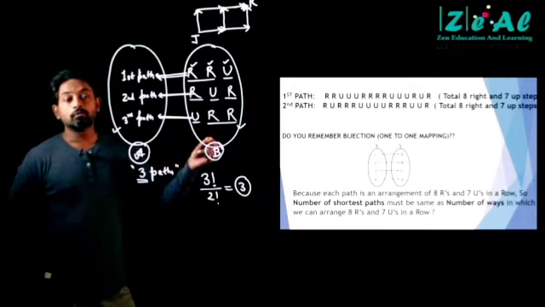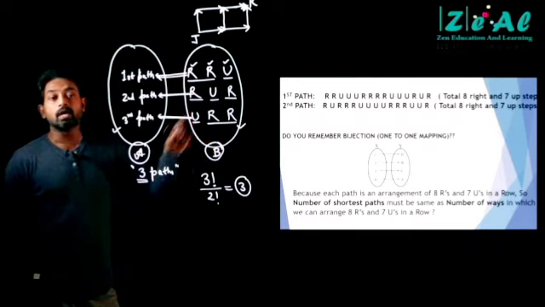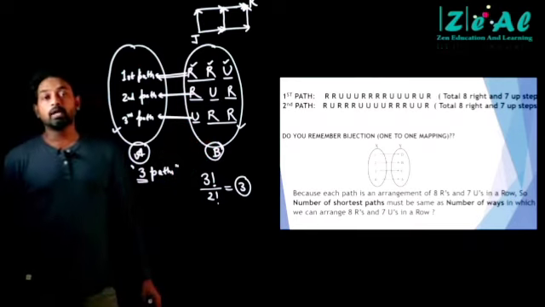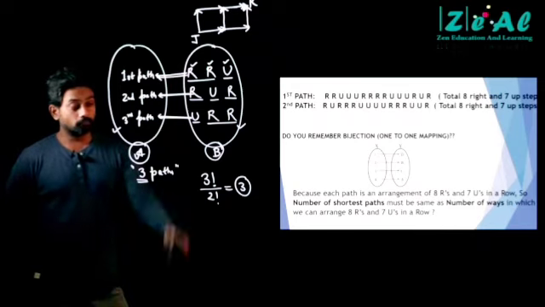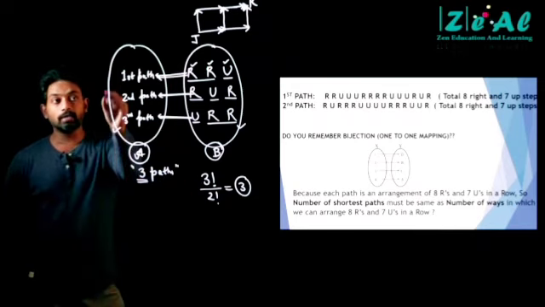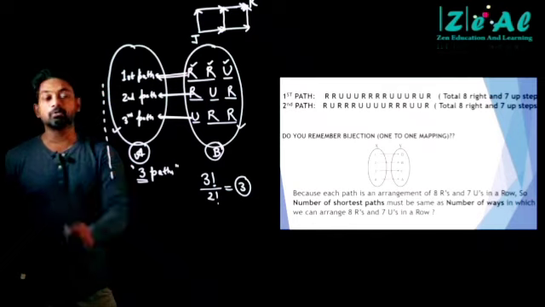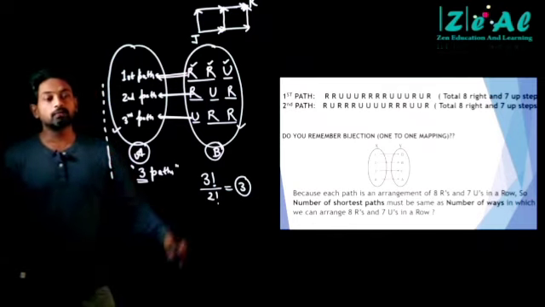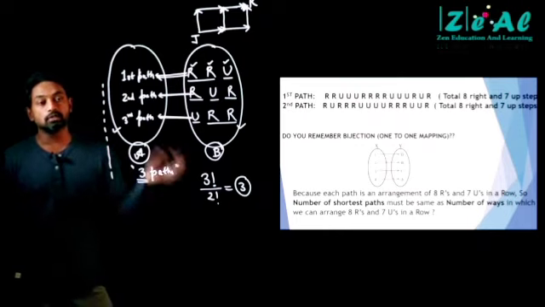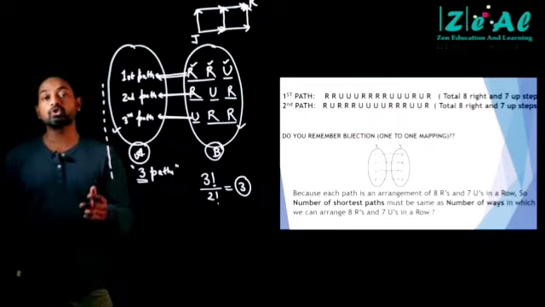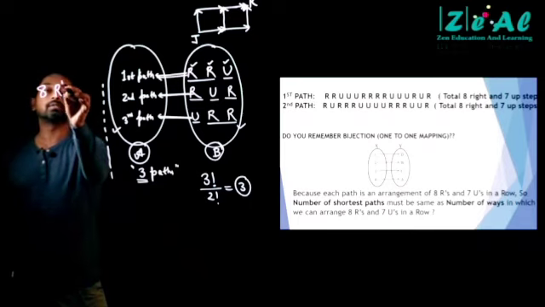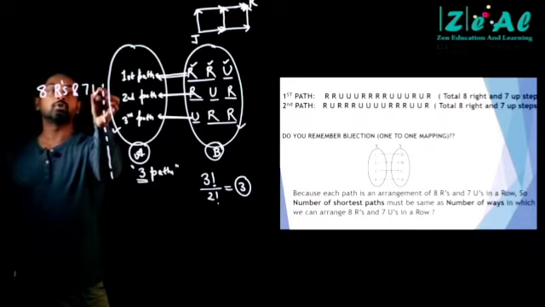An arrangement of 8 R's and 7 ups, isn't it? In how many ways can we do that? We have a formula, right? If we have a formula, nothing is going to stop us. In how many ways can we arrange? The question changes: in how many ways can we arrange 8 R's and 7 U's?